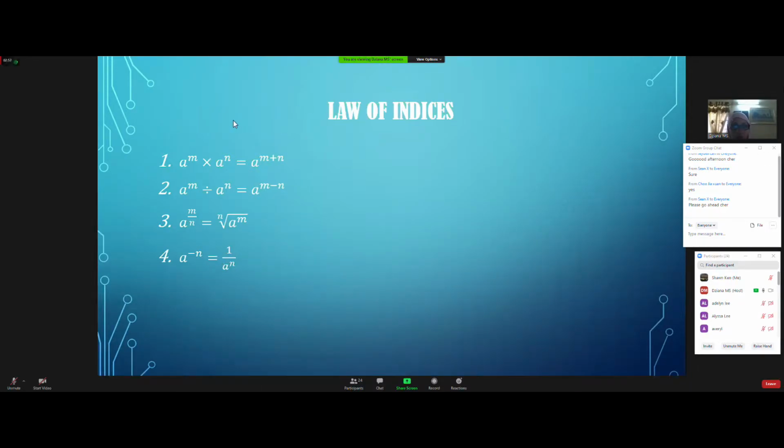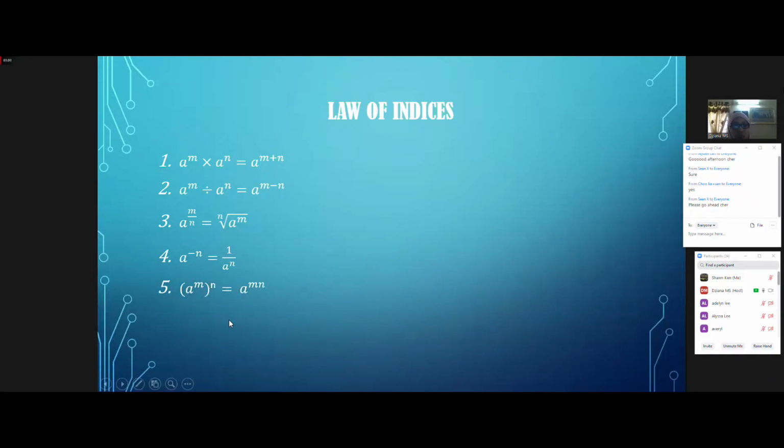Right? If let's say you don't understand, just stop me. And this is power rule, a power of m power of n. You have 2 powers here, and then you just times the power, a to the power of m times n, right? And you should know this one, anything to the power of 0 is 1. Okay, any questions so far?